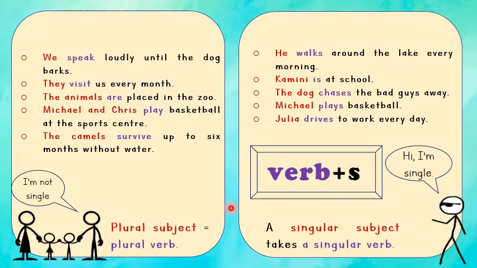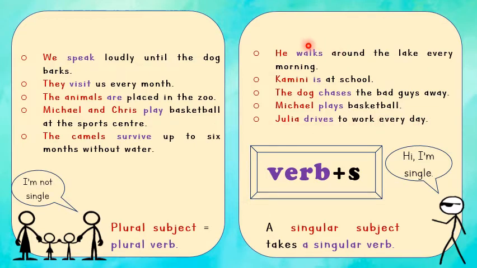Okay, if you look at the sentences, we look here. If you look at this one, the stick figure is alone. Single. So singular, you remember singular, single. Okay, so a singular subject takes a singular verb. He walks around the lake every morning. Kamini is at school. The dog chases the bad guys away. Michael plays basketball. Julia drives to work every day.